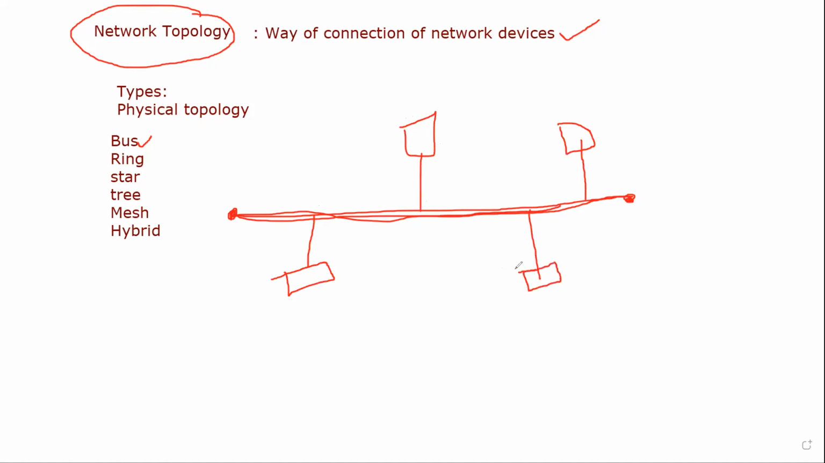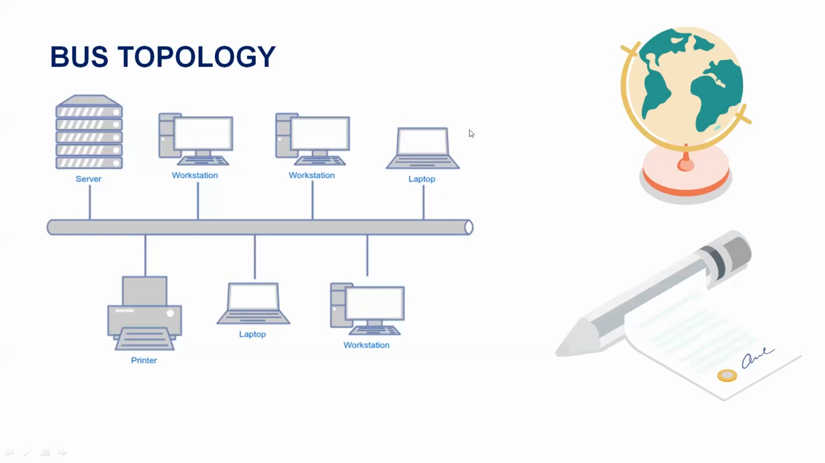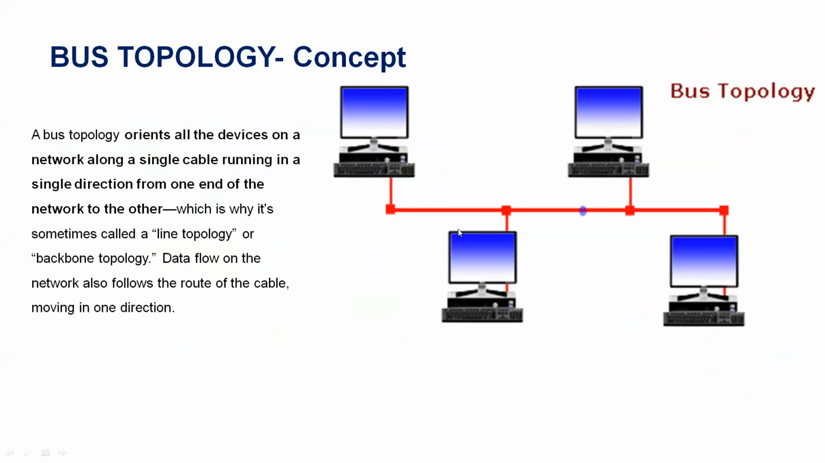This is the bus topology example. The cable is connected with a T-type connector. I will show you with the PPT also. In this bus topology, one cable is there, and with that one cable, all the servers, workstations, and laptops are connected with each other. The bus topology concept is that it orients all the devices on a network along a single cable running in a single direction from one end to another end. PCs are connected with this. These are the PC, CPU, and keyboards.